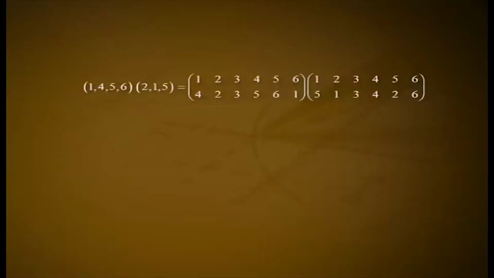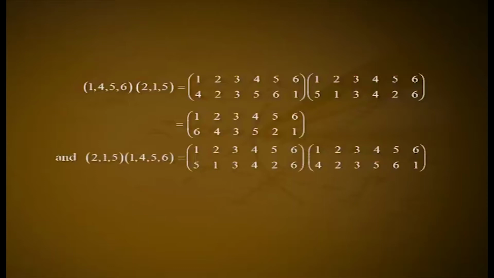Then (1, 4, 5, 6) times (2, 1, 5) is equal to the permutation 1→4, 2→2, 3→3, 4→5, 5→6, 6→1 times the permutation 1→5, 2→1, 3→3, 4→4, 5→2, 6→6, which is equal to the permutation 1→6, 2→4, 3→3, 4→5, 5→2, 6→1.